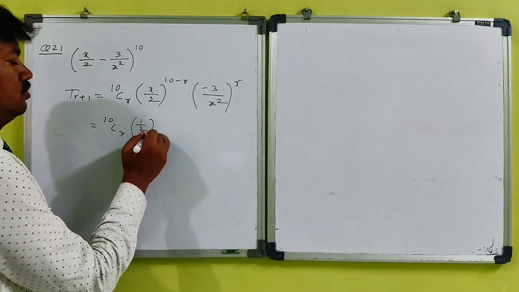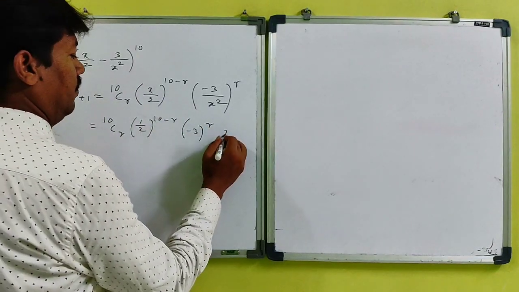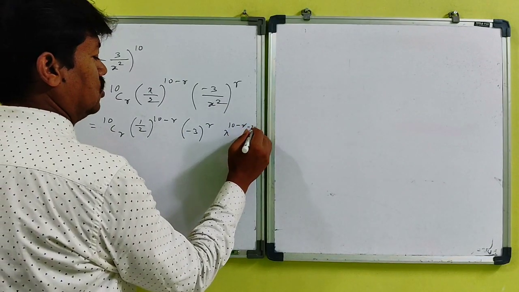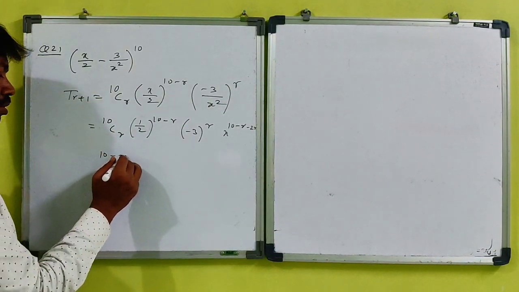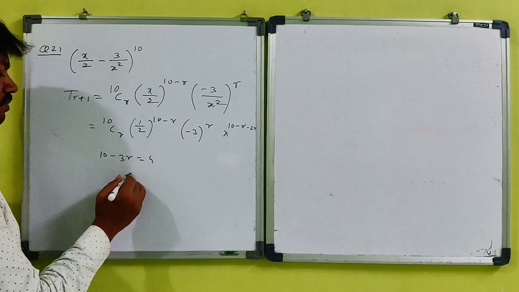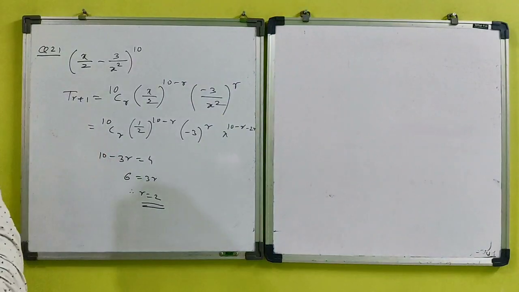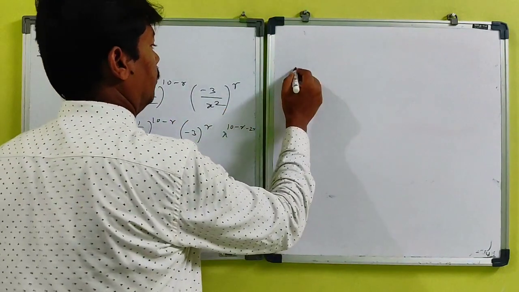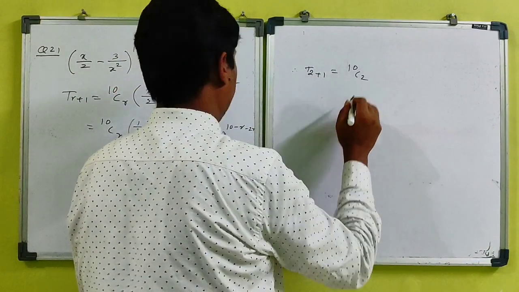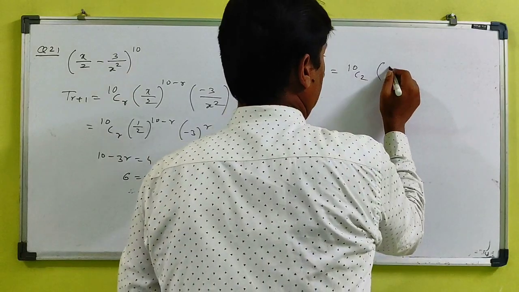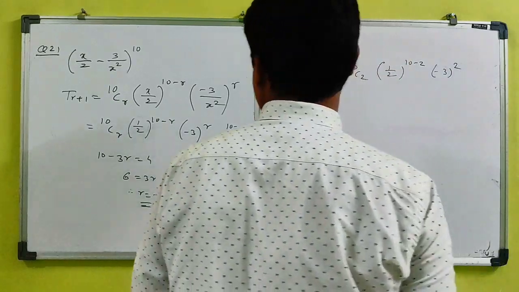So it is equal to 10CR, with the constant term taken outside, (1 upon 2) raised to 10 minus R, times minus 3 raised to R, and then the power of x will be 10 minus R minus 2R, and we want that to be equal to 4. This comes to 6 equal to 3R, therefore R should be equal to 2. Substituting back, T(2+1) is equal to 10C2, (1 upon 2) raised to 10 minus 2, times (minus 3) raised to 2.